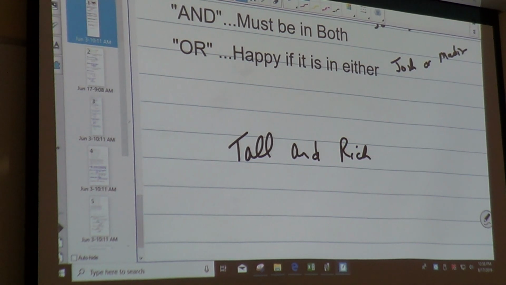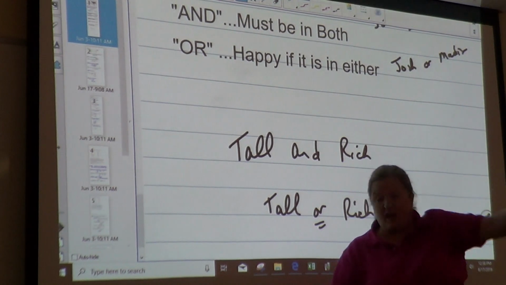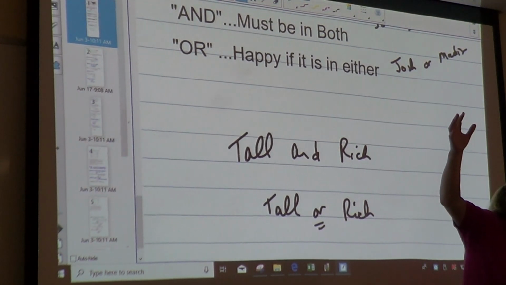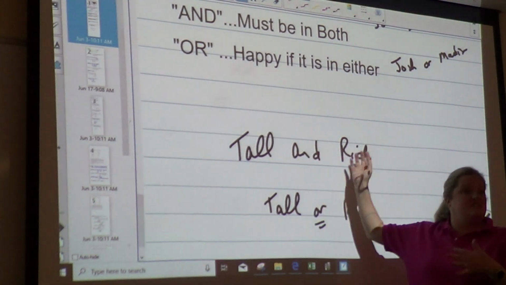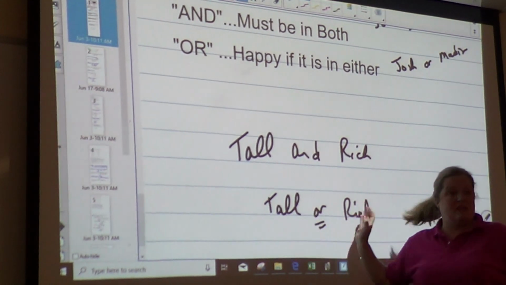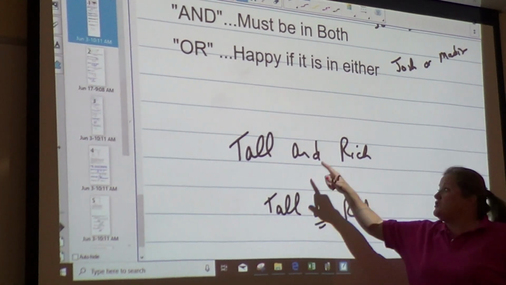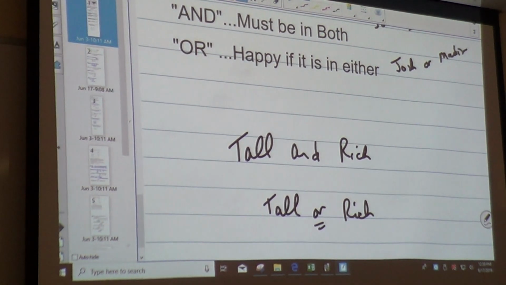And then, after a little while, you're like, maybe I need to change that to or. Not as picky. You know, I'll be happy if he's tall and broke. I'll be happy if he's rich and short. If it's on one list, I'm happy. So this is when I'm pickier. It's got to be in both lists. This can be in one or the other. So there's a big difference when I use the word and versus using the word or. See the difference?